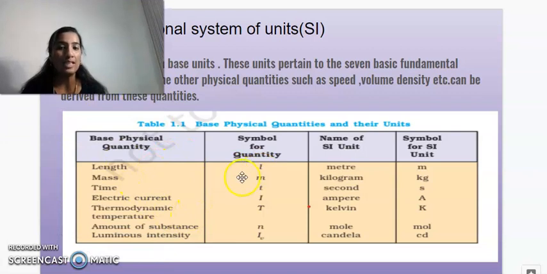And the symbol for length is L, mass is M, time is T, electric current is I, thermodynamic temperature is T. Whereas in SI unit, the symbol for temperature is K, and for electric current it is A, that's for ampere. Time is in second in SI unit, mass in kilogram, and length in meter. And the amount of substance is mole in SI unit, and the luminous intensity is candela in SI unit.